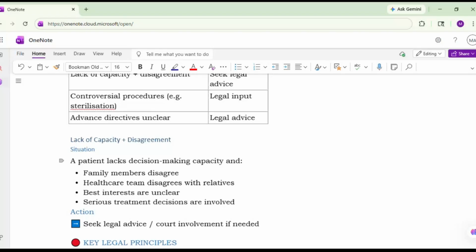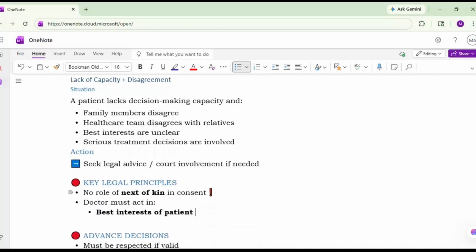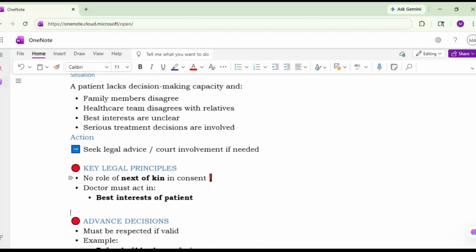However, a competent adult can refuse it. I hope you are getting it. But when there is a lack of capacity, they cannot refuse. And if the next person giving the decision is disagreeing with the healthcare team, then you go for legal input. The key legal principle is that there is no role of the next of kin in the consent. The doctor must act in the best interest of the patient.